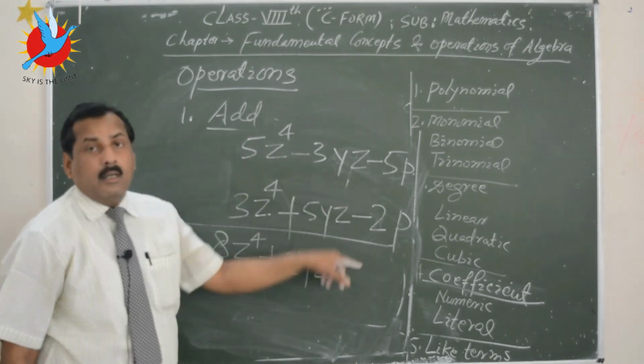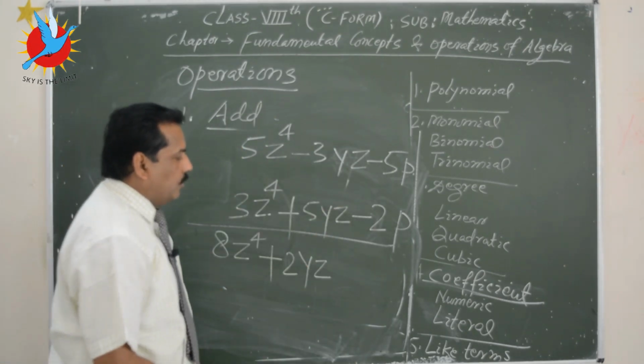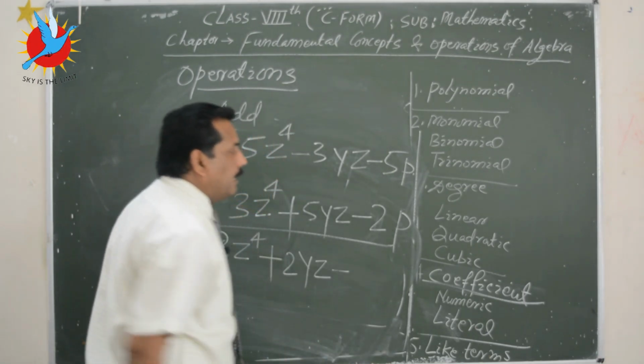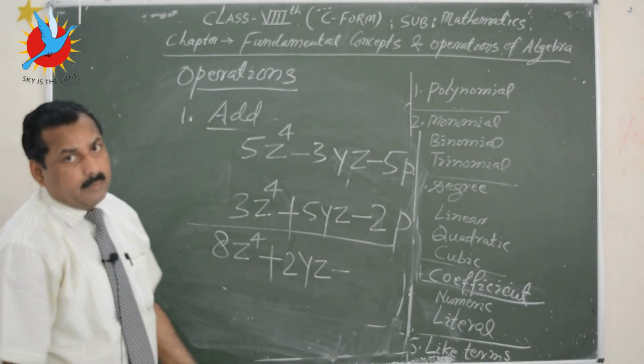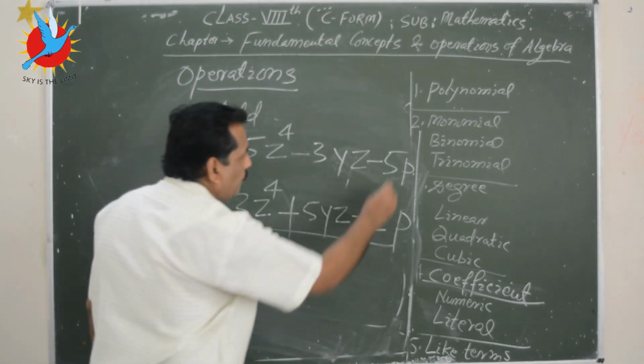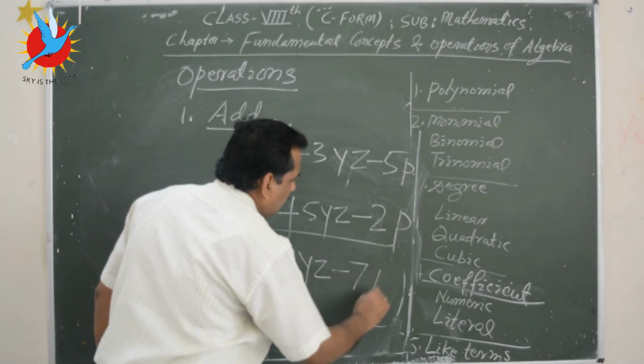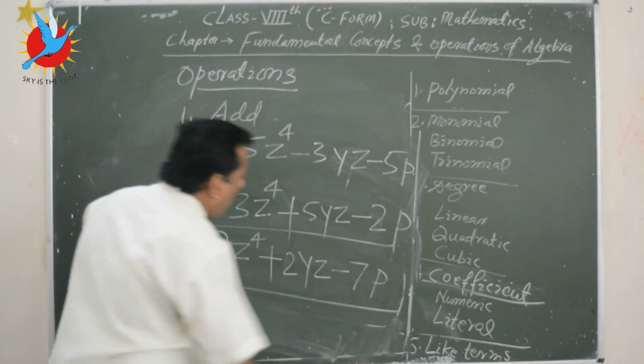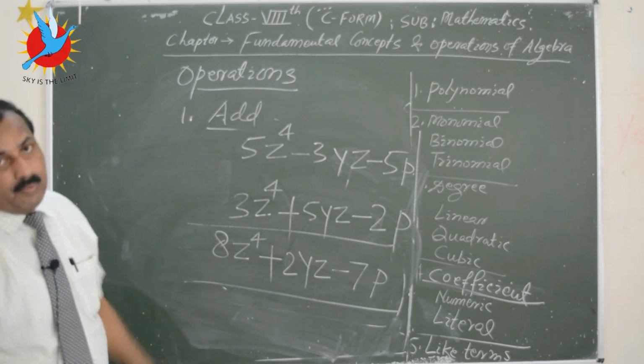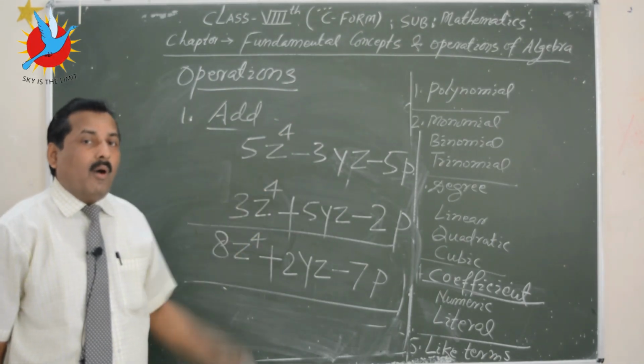Here both the terms are negative. So already you are aware that the sum of two negative terms is always negative, so 5 and 2 is minus 7, and that is p. So this is how to add two algebraic expressions or two polynomials.